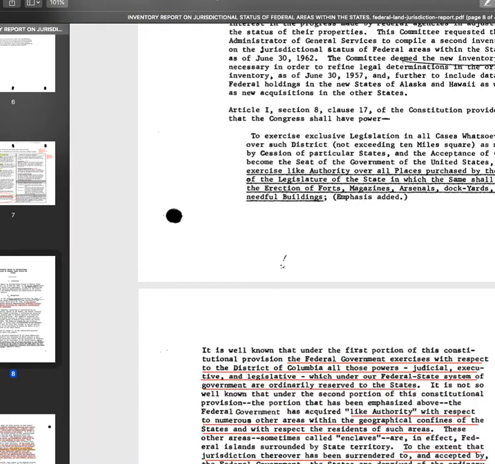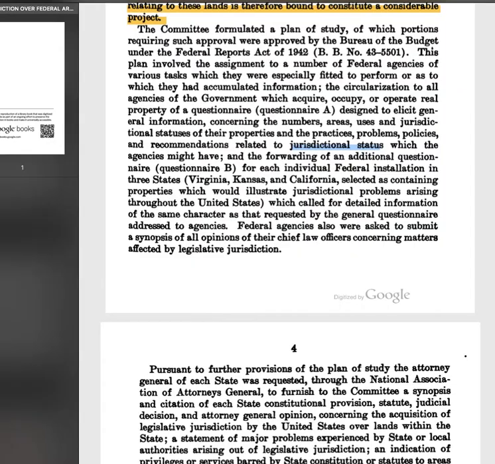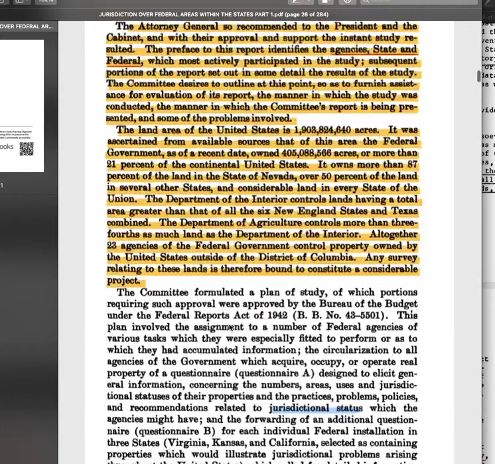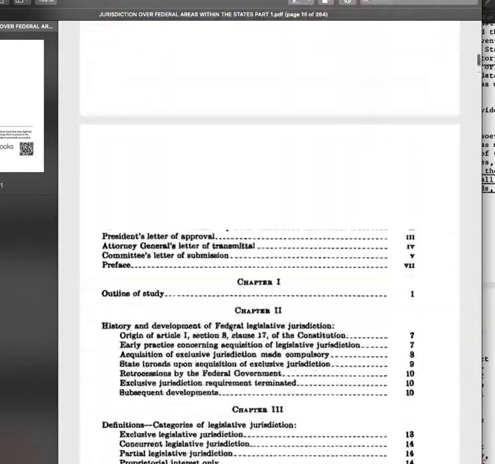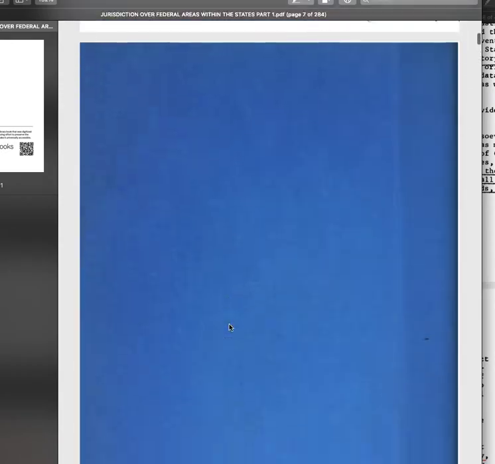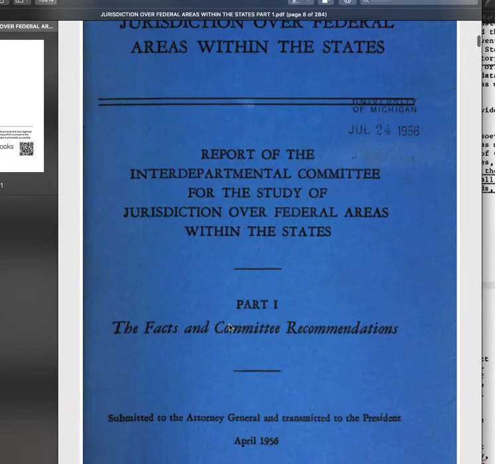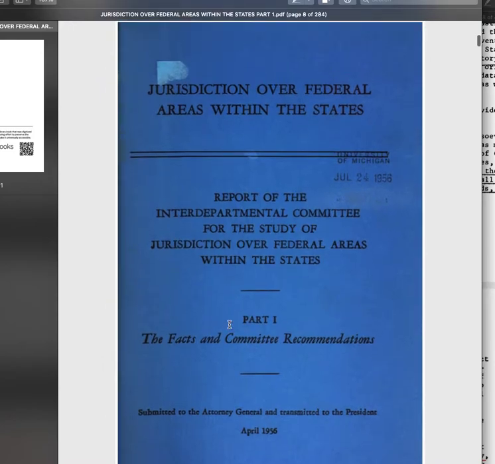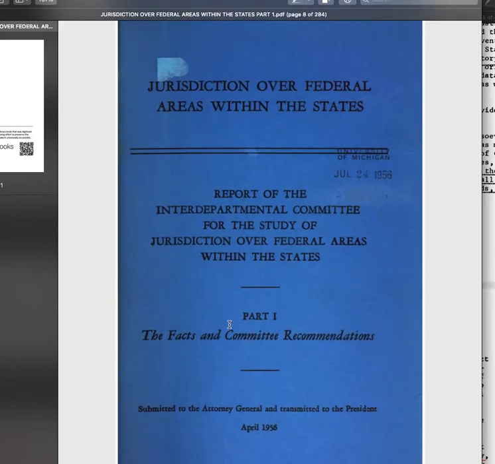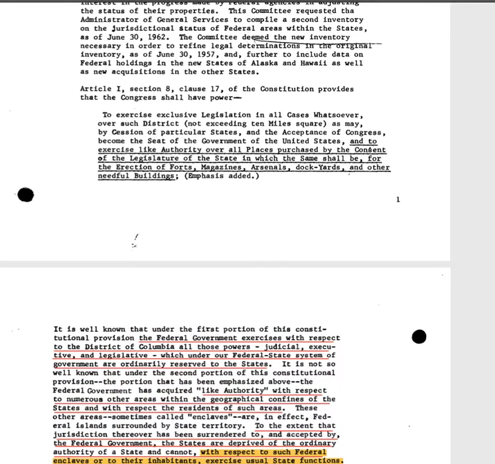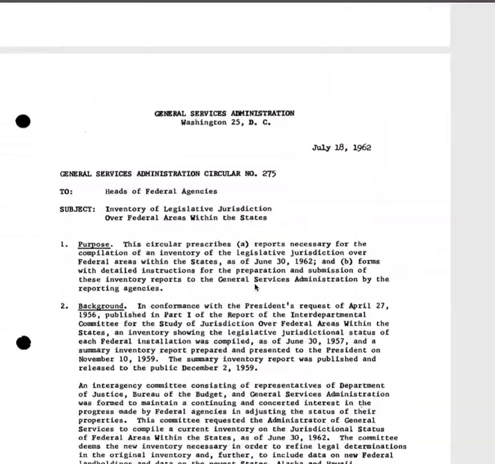But when the jurisdiction report came out and Eisenhower said, no, this is all wrong, he put this committee together to do this report. They realized that they were acting way outside their boundaries. But they didn't even know what lands they had.